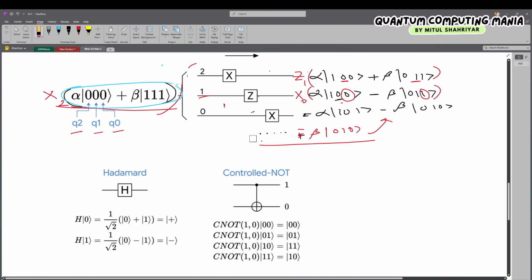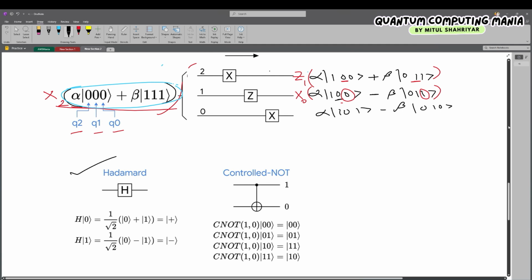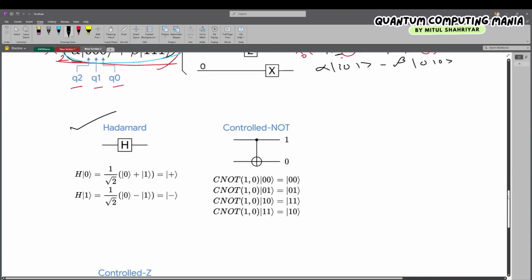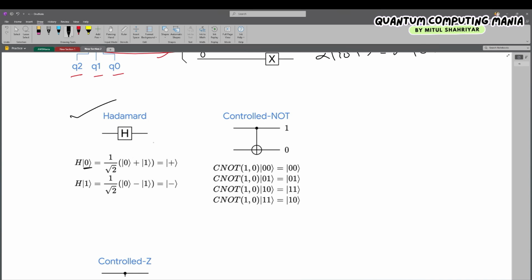Now again, as I mentioned, if you go individually for every bit, it is going to be time consuming, and we have not yet explored different gates like Hadamard. We haven't explored control gates. So here we go, the Hadamard gate. If we pass 0 to the Hadamard gate, it returns something like the positive state. If we pass 1, we get the negative state.